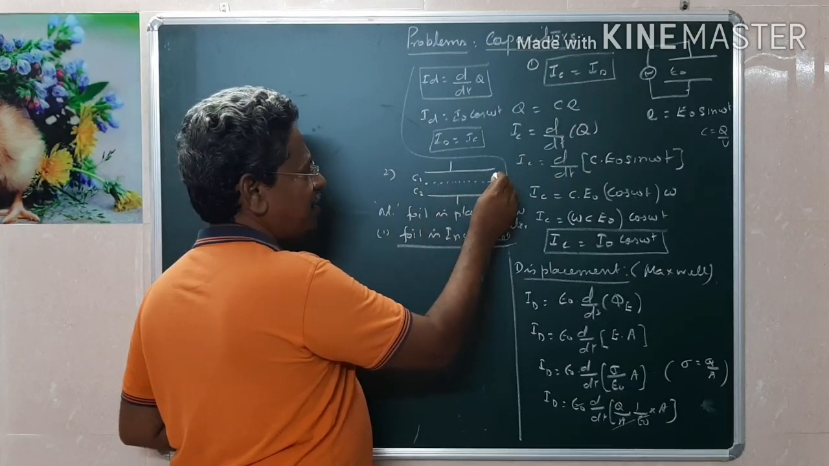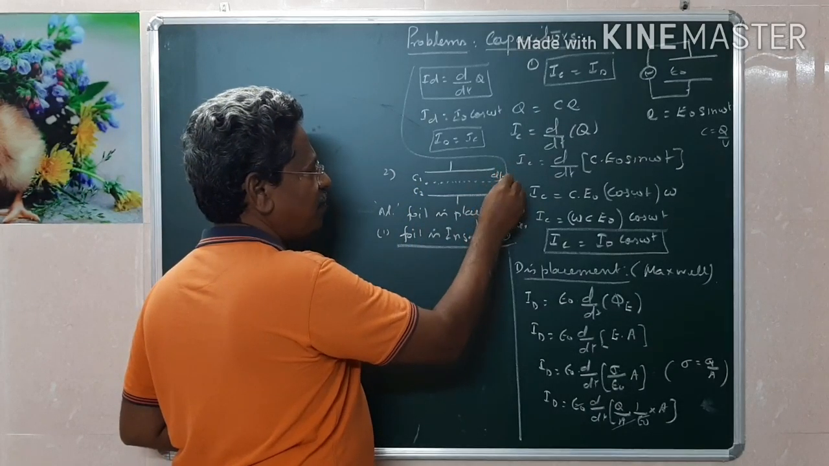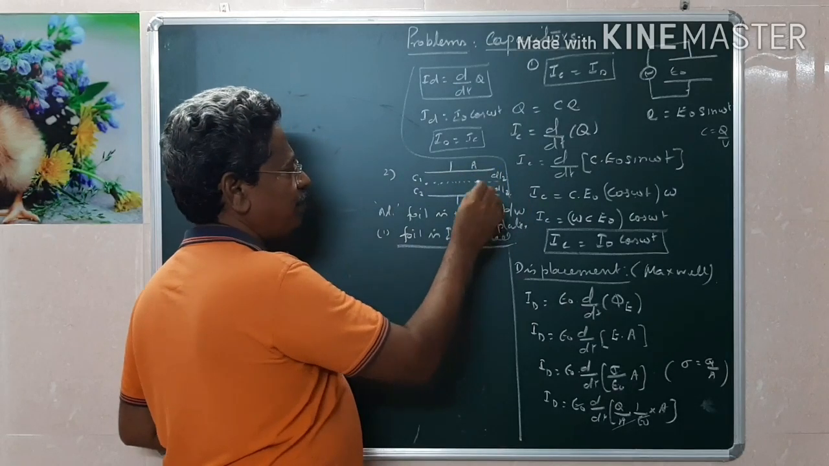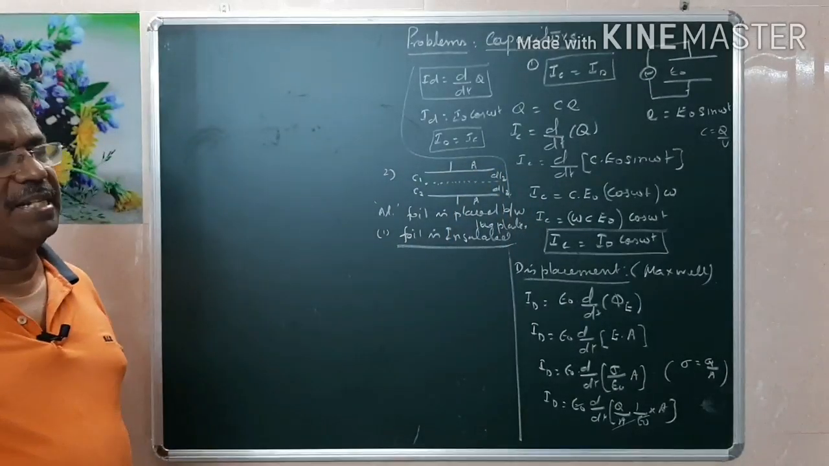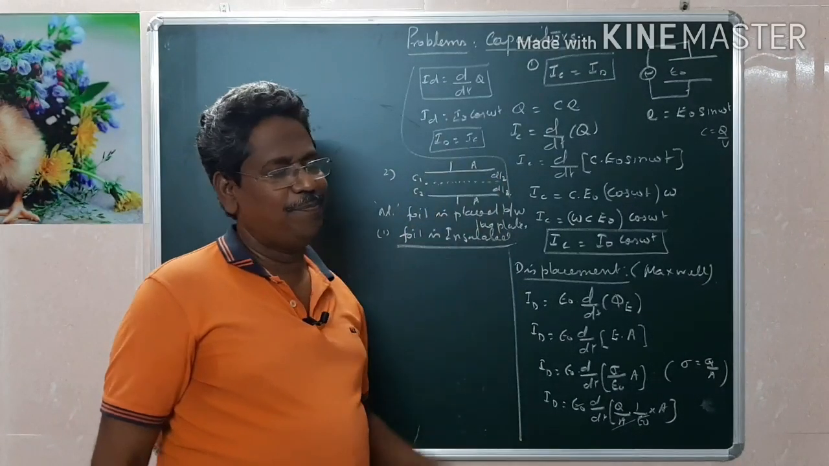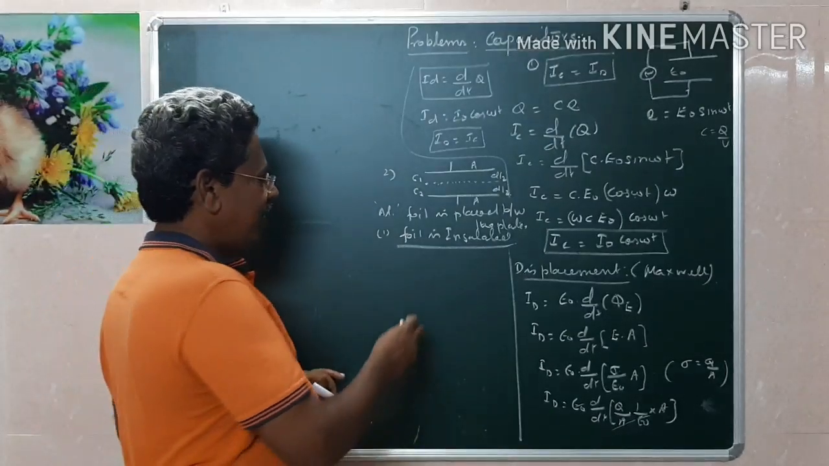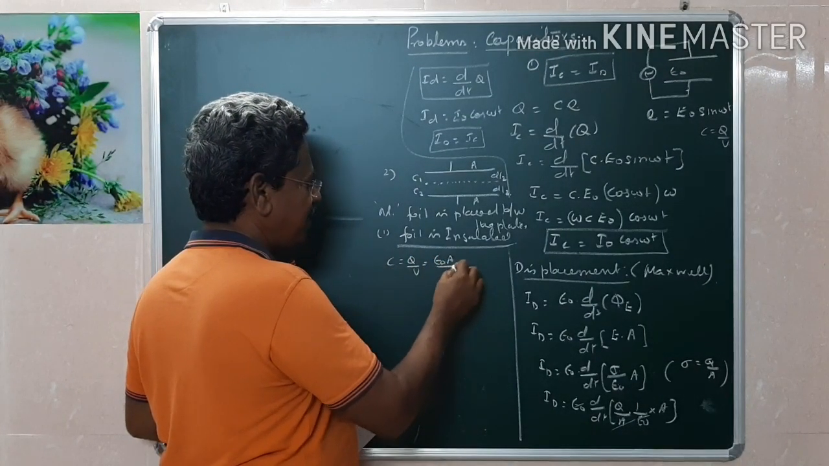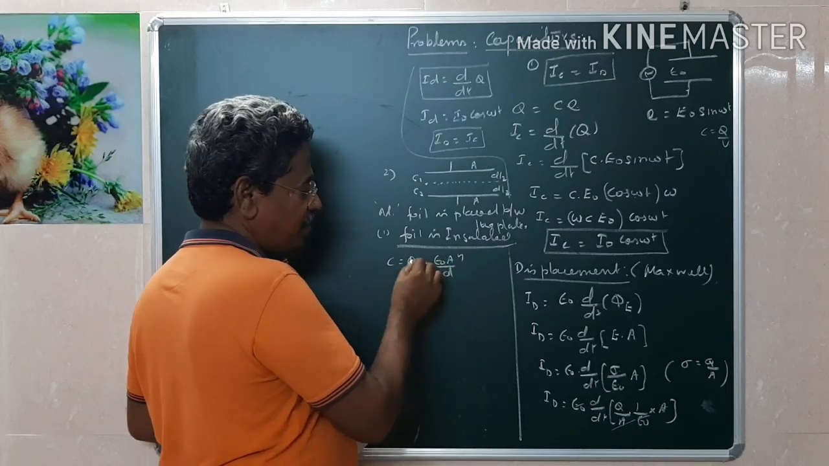If it is equally placed, this distance will be d by 2 and this distance will be d by 2, and the area will be the same for both. Now it gets divided into two capacitors, but the distance becomes half, and the area is the same. We know that for any capacitance, C is equal to Q by V, that is equal to epsilon naught A by d. Whenever the area is the same, Q will be the same.